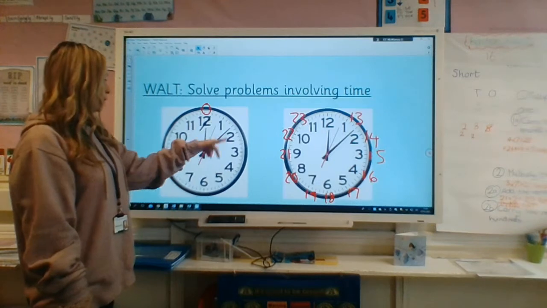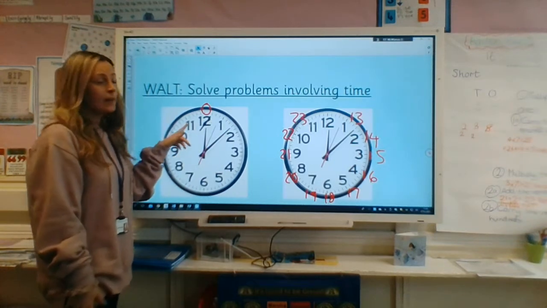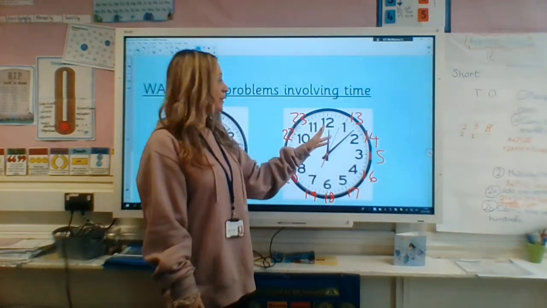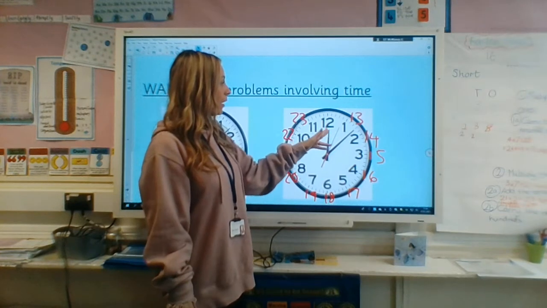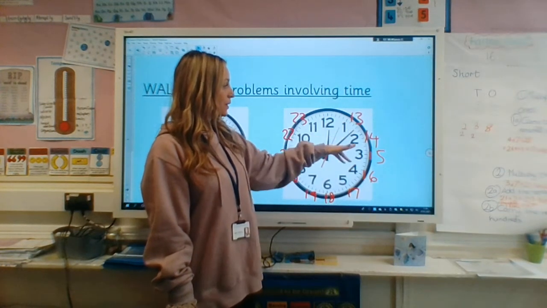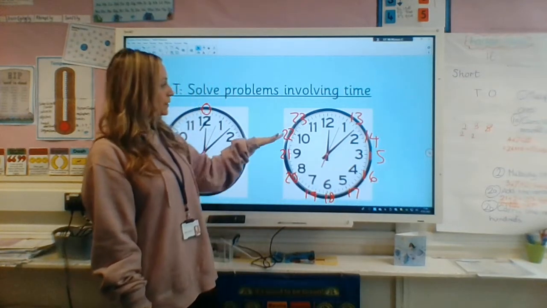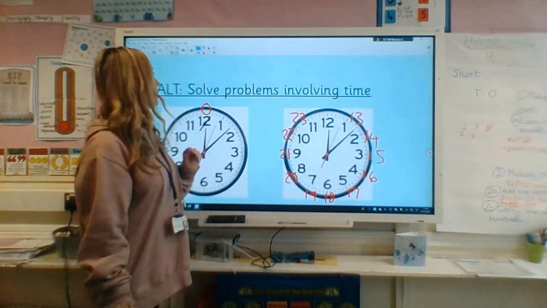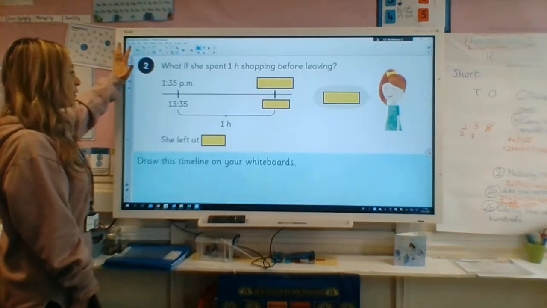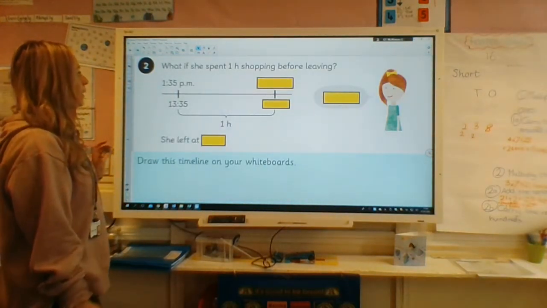Then it goes 1, 2, 3, 4, 5, 6, 7, 8, 9, 10, 11. And then we get to 12 in the afternoon. And then on a 24-hour clock, if it's on 1, it becomes 13. If it's on 2, it becomes 14, 15, 16, 17, 18, 19, 20, 21, 22, and 23, and then back to 0 again.